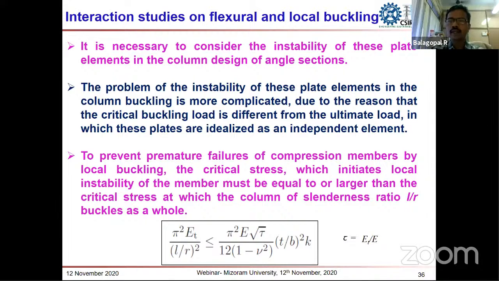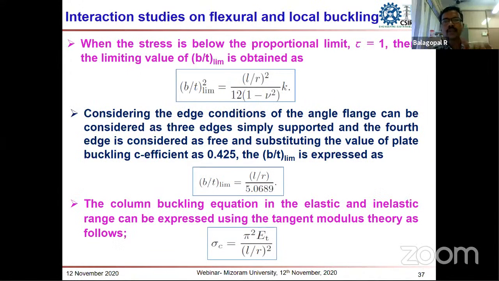That has been formulated. This is the basis of how they have computed the B/T ratio for the angle section. First, they equate the Euler buckling formula to the plate buckling formula. Then they land in this equation. When the stress is below the proportional limit, we can assume tau is 1, and then we can compute the B/T limit squared. Since we are assuming the plate element as simply supported on three edges and free on the fourth edge, we can assume the plate buckling coefficient as 0.425, and substituting, we land in this equation.